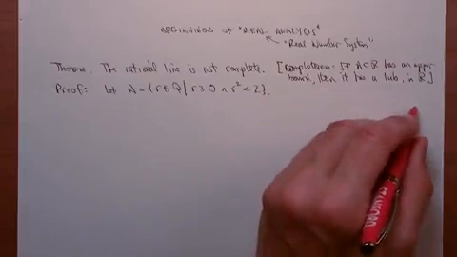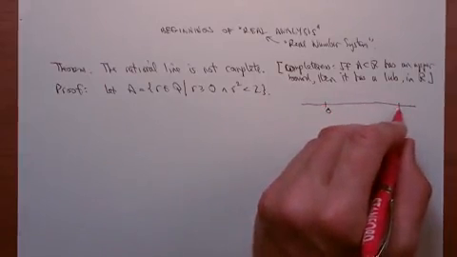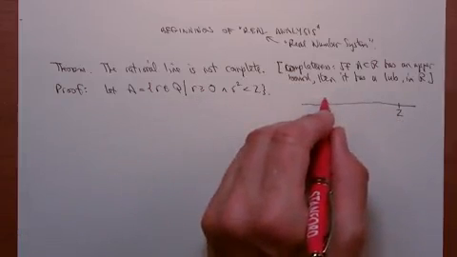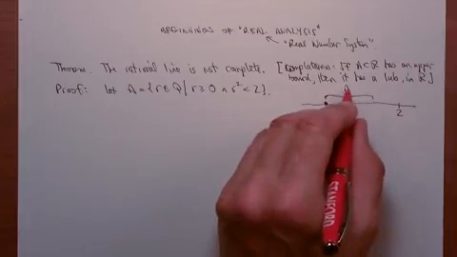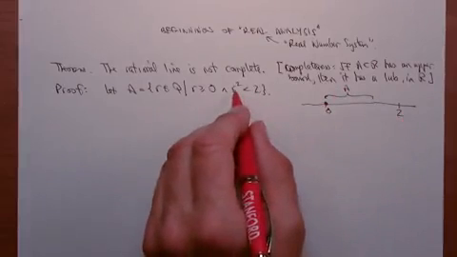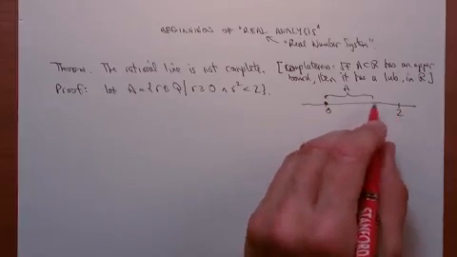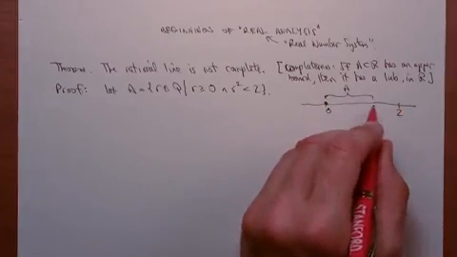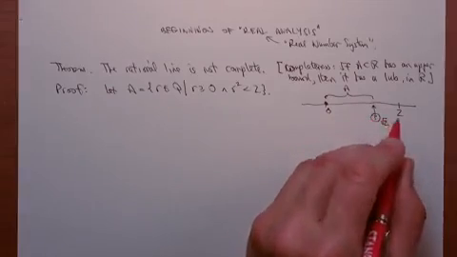So let me draw a picture. Here's 0. Here's 2. A is going to be a set where everything is going to be greater than or equal to 0. And A is going to go up to some point less than 2. Well, A only contains rationals whose square is less than 2, so those rationals themselves are less than 2. So it's going to be something like this.